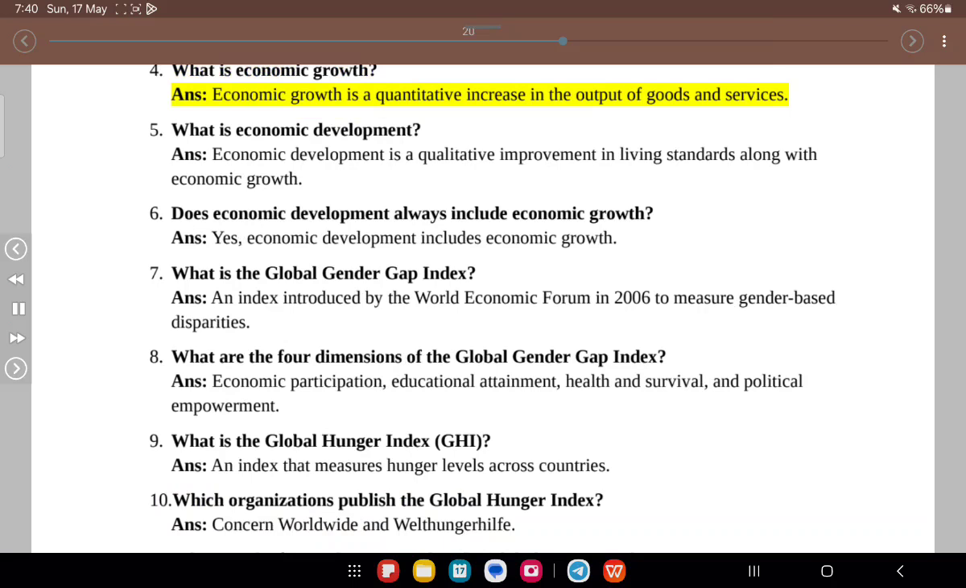4. What is economic growth? Ans. Economic growth is a quantitative increase in the output of goods and services. 5. What is economic development? Ans. Economic development is a qualitative improvement in living standards along with economic growth. 6. Does economic development always include economic growth? Ans. Yes, economic development includes economic growth.